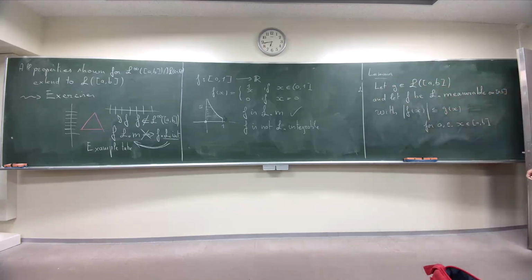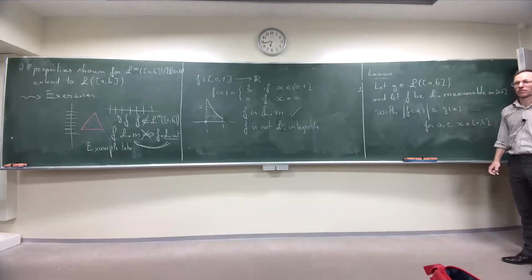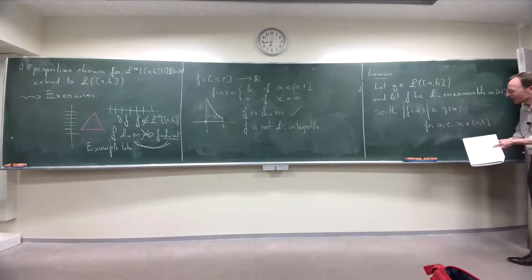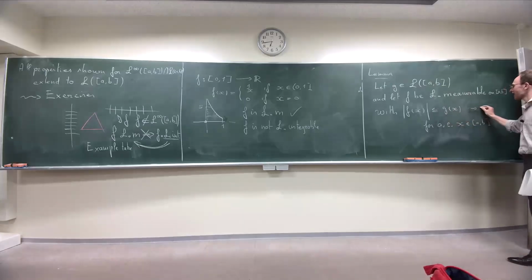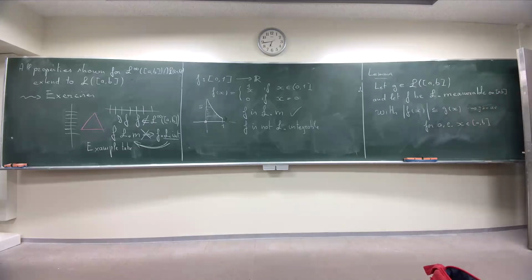Yes? You forgot your absolute value. No, I can take G positive. Then this assumption is meaningless. In a sense, indeed, if this is true, it implies that G is bigger or equal to 0 almost everywhere. I agree. But I don't need to impose it from the beginning. It's a consequence of this.